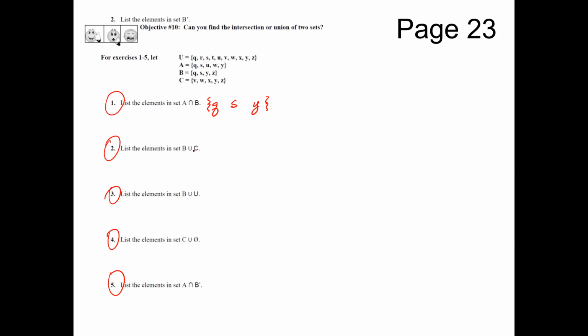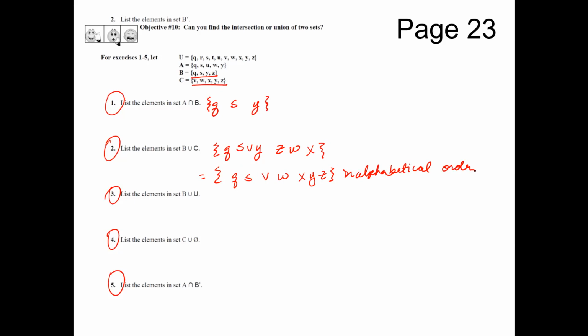For 2, let's do B union C. So here is B and here is C. That means you're going to include everything. And I'm going to try to put this in alphabetical order. So Q, S, T, let's see, Q, S, you know what, I'm just going to put Y, Z. And then V will be in between here, W, X, and this essentially would be my list. Now, if you want to put it back in alphabetical order, you can. So Q, R, S, T, U, V, W, X, Y, Z. There we go. In alphabetical order.